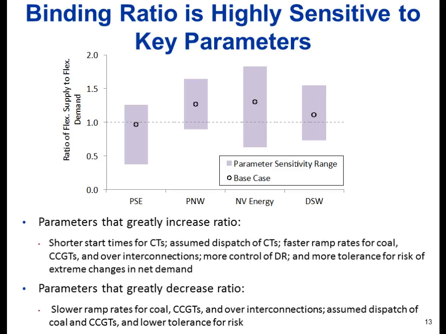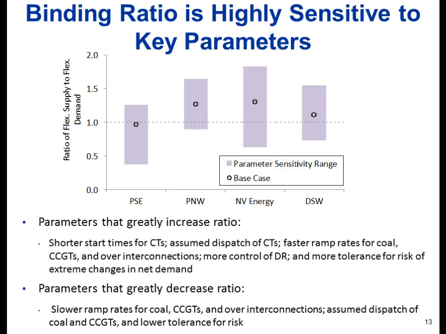Now, overall, we see that the results are quite sensitive to some key parameters. In particular, we saw that the greatest increase in the binding ratio occurred when assuming shorter start times for combustion turbines, so making them all quick start, so that they could start within that 15-minute time interval, or changing the typical dispatch of combustion turbines, so changing what their starting point would be, or assuming faster ramp rates for coal and combined cycle plants, and then also faster ramps over the interconnections.